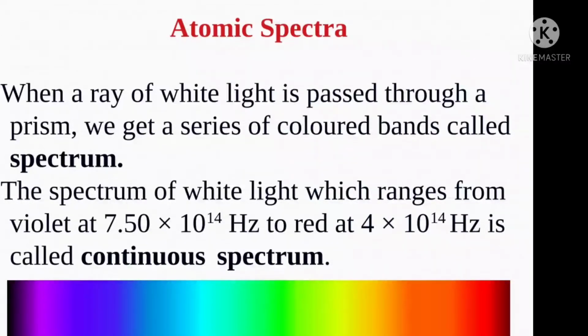The spectrum of white light that we can see ranges from violet at 7.50 × 10^14 Hz to red at 4 × 10^14 Hz. Such a spectrum is called a continuous spectrum. It is continuous because violet merges into blue, blue merges into green and so on. A similar spectrum is produced when a rainbow forms in the sky. This visible spectrum is only a small portion of the electromagnetic spectrum.